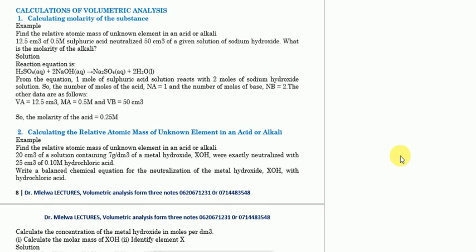And in the next session we start discussing the concepts of calculations of the volumetric analysis.